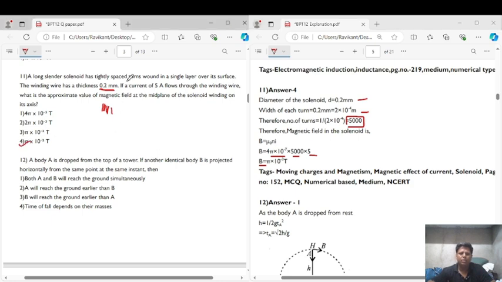So the trick over here was to calculate the number of turns. With the help of the thickness of the wire, we can easily calculate the number of turns. The correct answer for question number 11 is option 4.